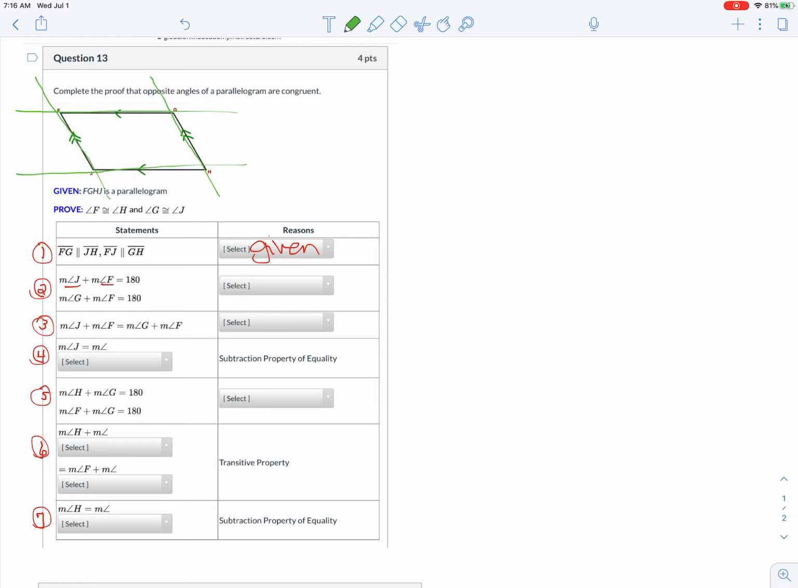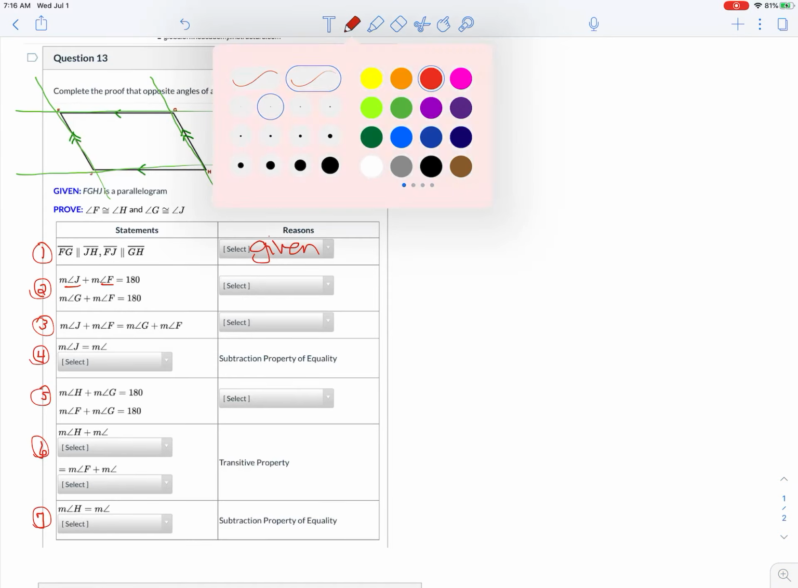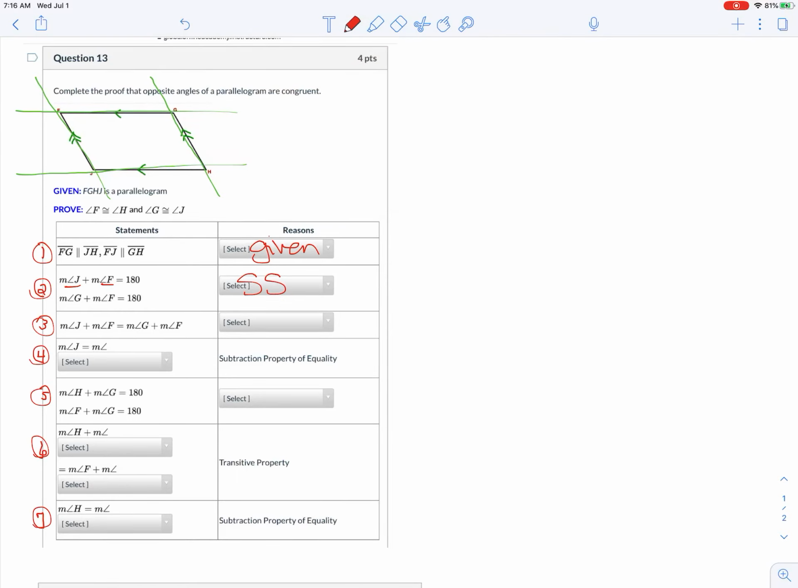So F and J and F and G, those are same side interior angles. And those are supplementary. It's called the same side interior angle theorem. And I'm just going to put S-U-P-P-L-E-M-E, because we have proven already that those same side interior angles are supplementary.